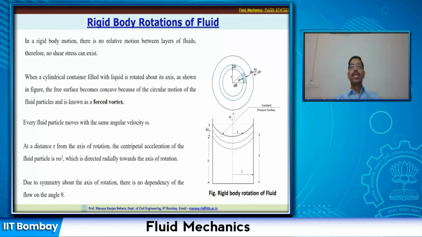So now let us understand. Let us take a distance r from the axis of rotation. So I am taking one point here. I'll take the distance of that point as r. The centripetal acceleration of the fluid particles is now going to be r omega square, and that is going to act radially outwards.